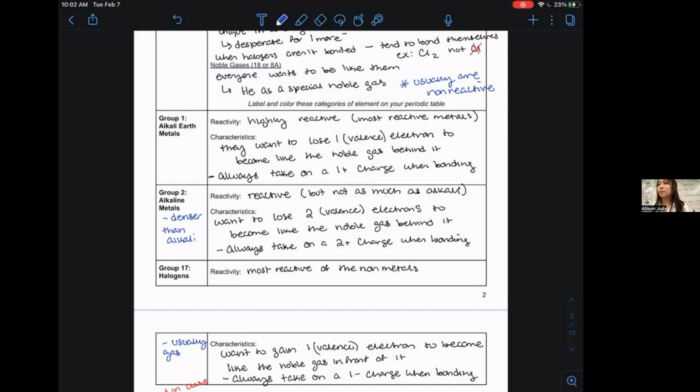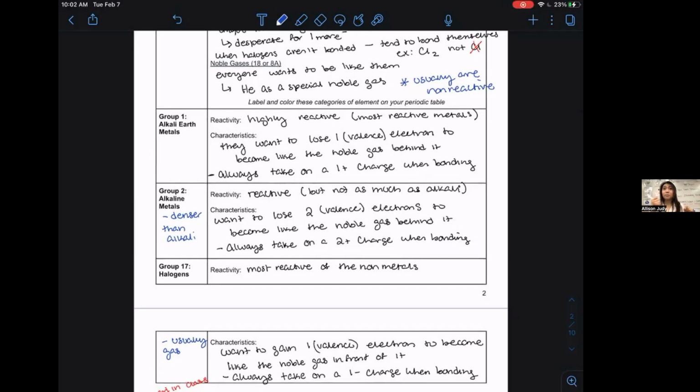What does it mean, like in front of it or behind it? Physically on the periodic table, they want to be like the noble gas in front of it. Fluorine wants to be like neon, but lithium wants to be like helium. So it goes row 1, row 2, row 3, like an orchestra. You build out the seats.